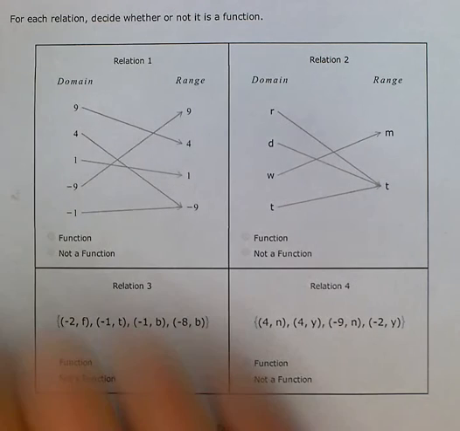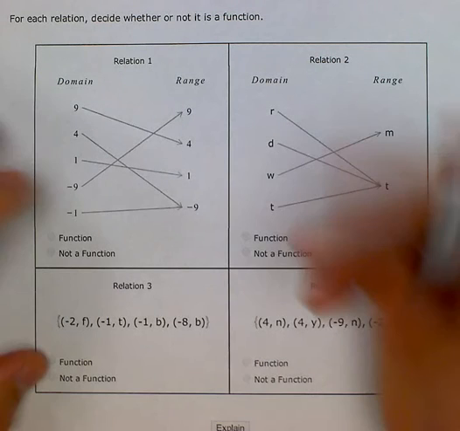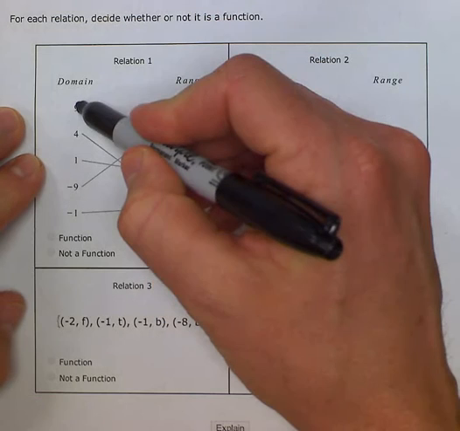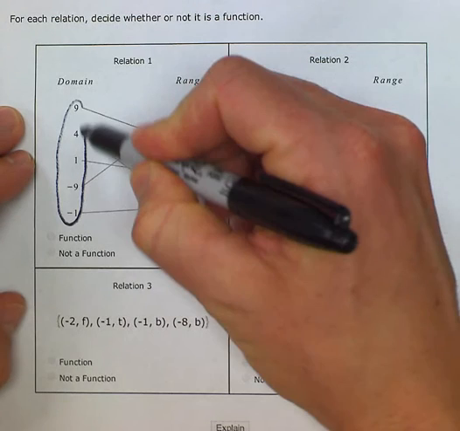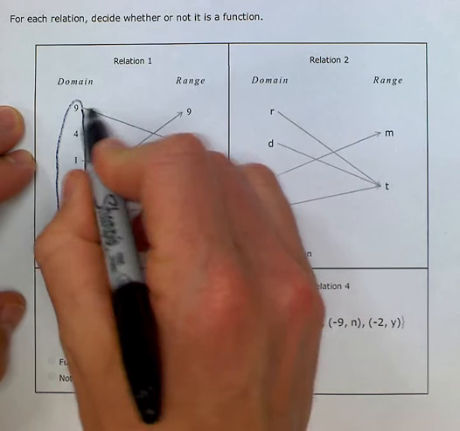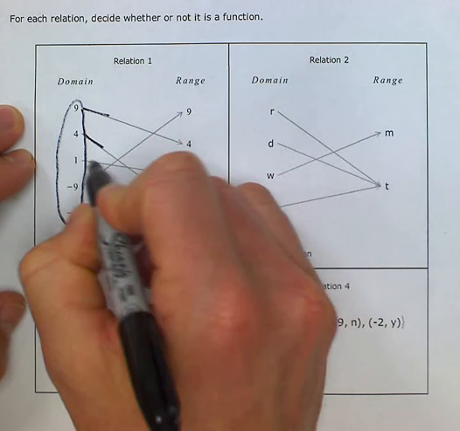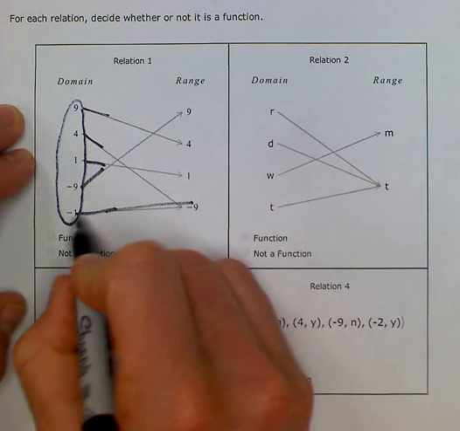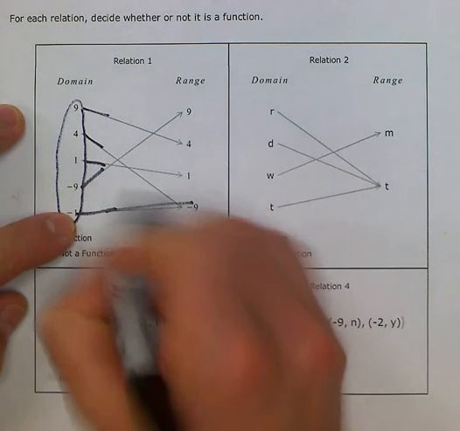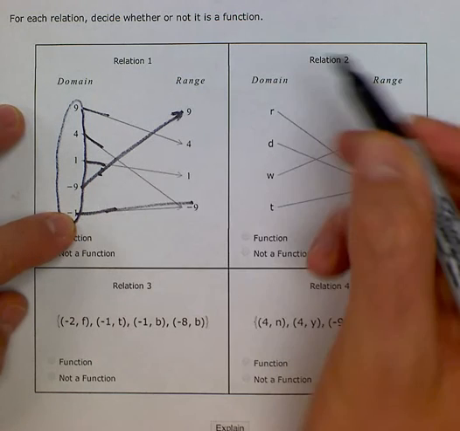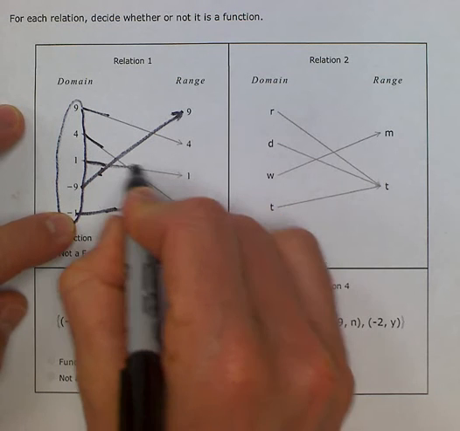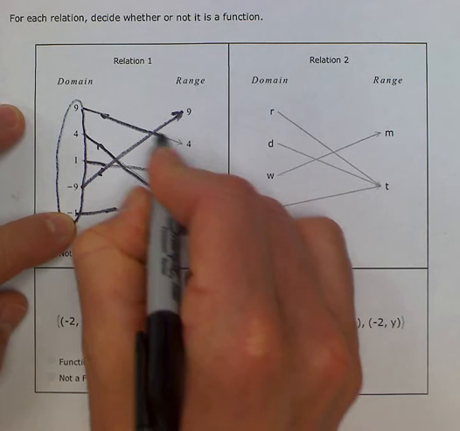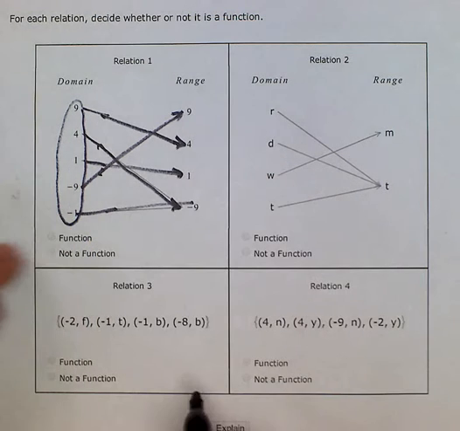So if we look here, we see 9, 4, 1, -9, and -1. We see that there's no repeats here. So there's no repeats in the domain, and each of them is going to exactly one place. So -1 is matched up with only -9, -9 only to +9. The 1 is only matched up to 1, 4 is only matched up to -9, and 9 is only matched up to 4. So it is a function.